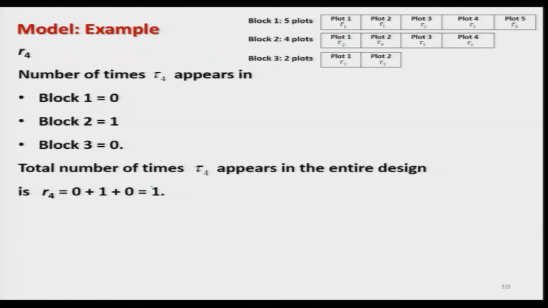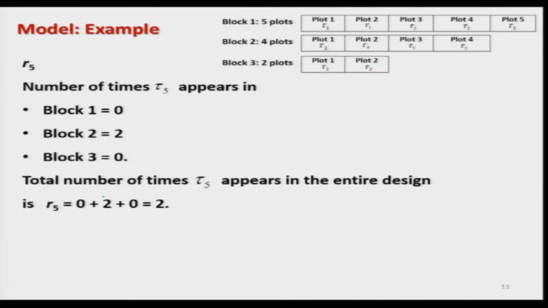And similarly, for treatment number 4, you can see that treatment number 4 is not appearing in block number 1. Then in block number 2, treatment number 4 is appearing in plot number 2, and in block number 3 it is not appearing at all. So, the number of times tau 4 appears in block number 1 is 0, block number 2 is 1 and block number 3 is 0. So, the total number of times tau 4 appears in the entire design is simply 0 plus 1 plus 0, which is R4 equal to 1.